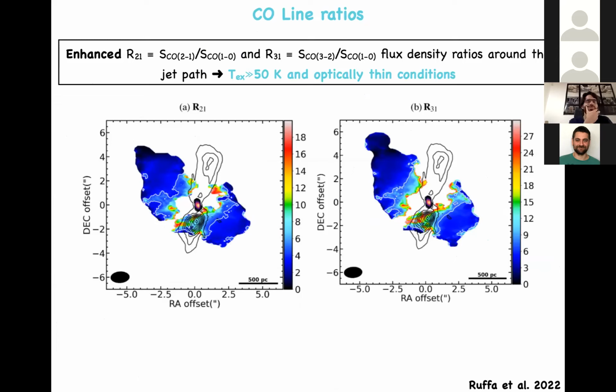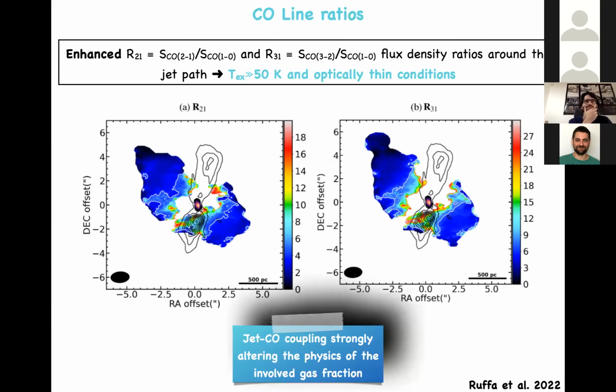And in particular, the values that we observe indicate an excitation temperature of greater than 550 Kelvin and likely also optically thin conditions. So in conclusion, we can say from these maps, from this analysis, that the jet-CO coupling in the central region is strongly altering the gas physics.